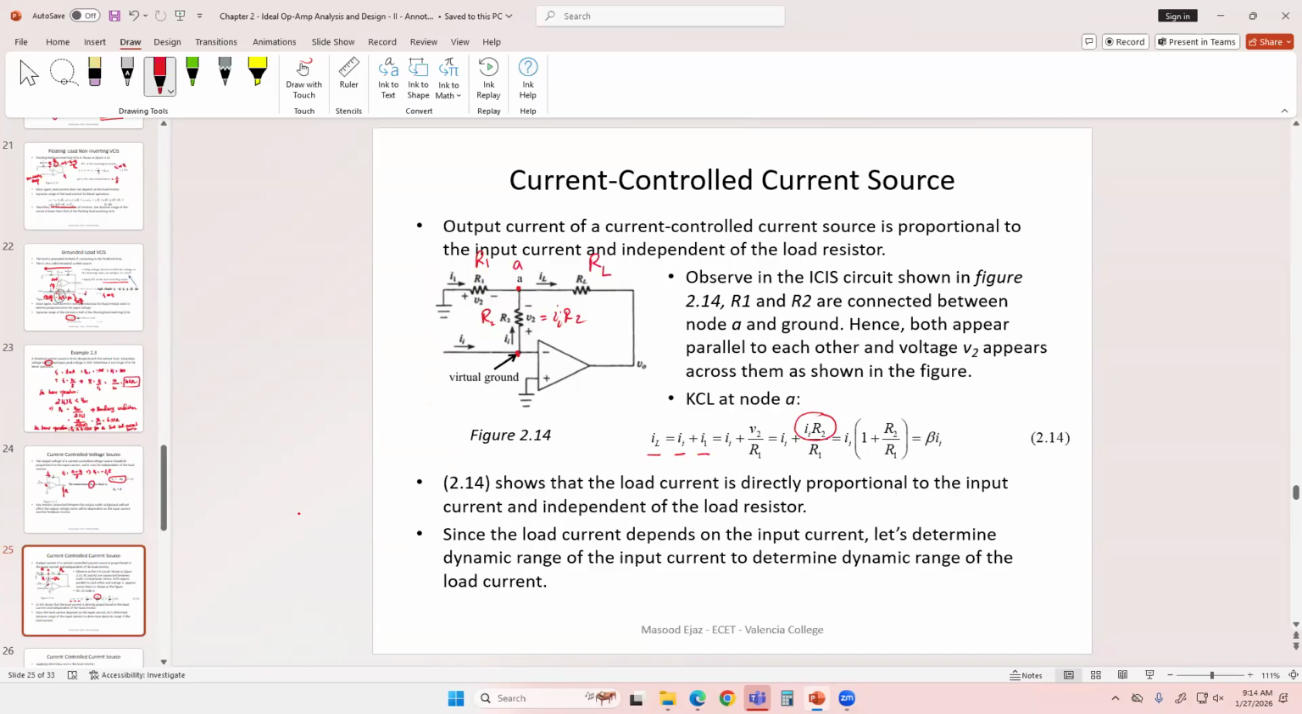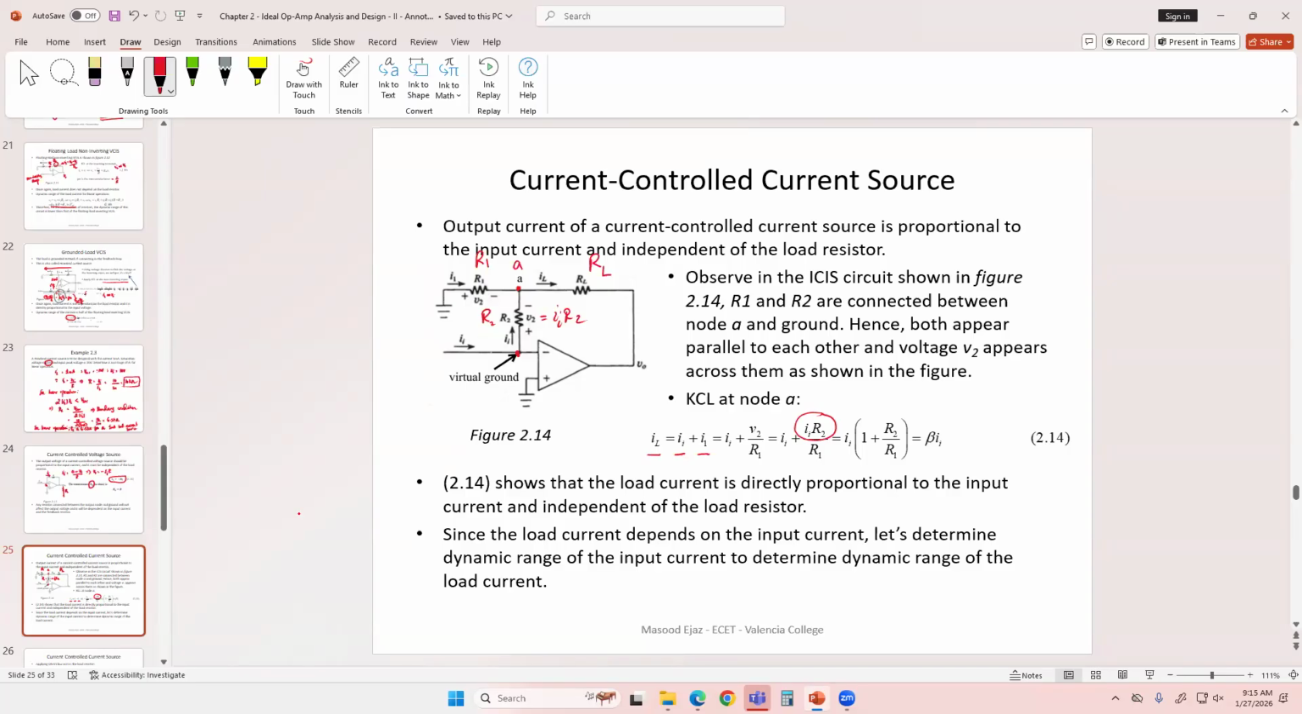So equation 2.14 shows that the load current is directly proportional to the input current and it is independent of the load resistor. And that's the purpose of the current controlled current source: any current that is passing through the load resistor should be independent of the load resistor and only depend on the input current. Load current depends on the input current.